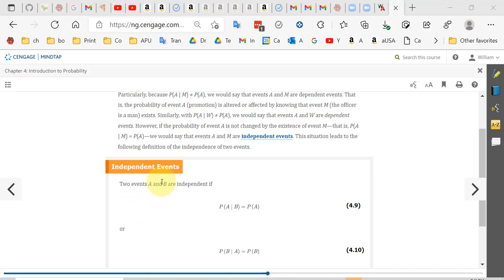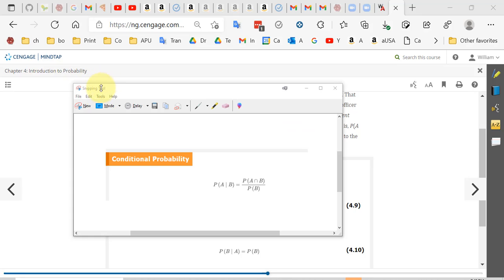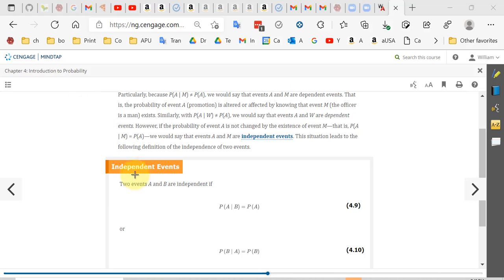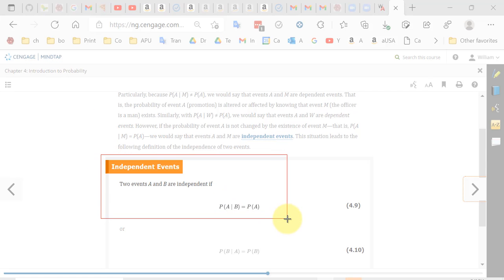Here's the definition of independent. They say two events A and B are independent if this. We haven't discussed this concept yet, so we don't know why they're making this definition. I just want to point out that this is different, and let's see how it's different from what we just saw. So I'll take a snapshot of this and put it on the same board as what we had before.